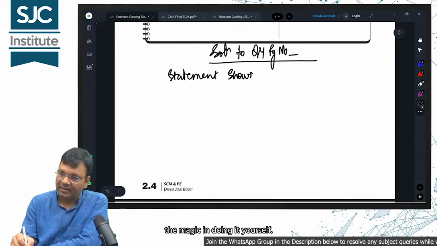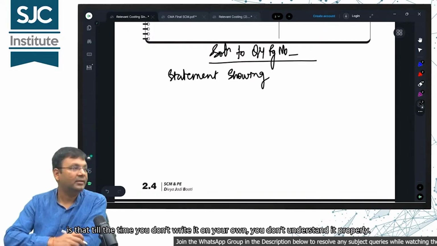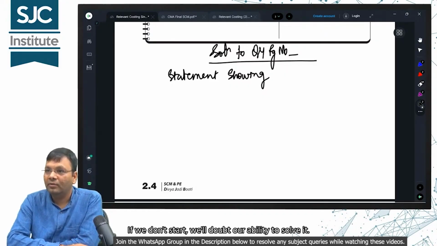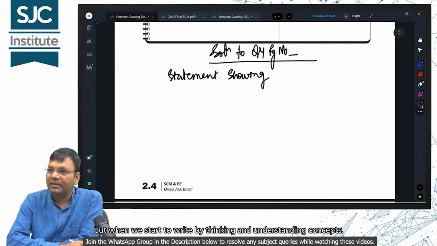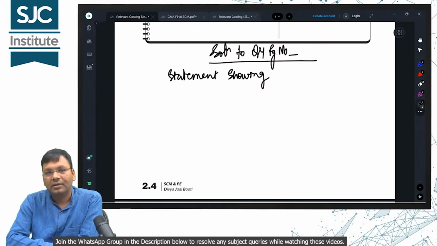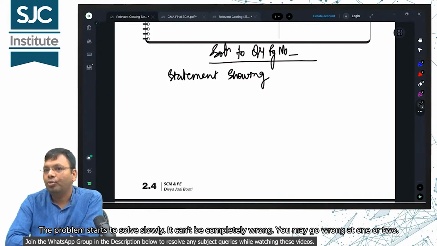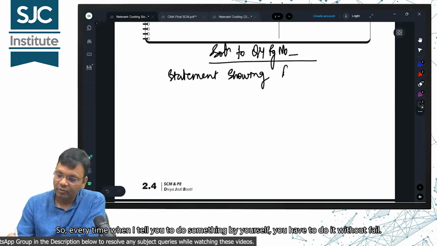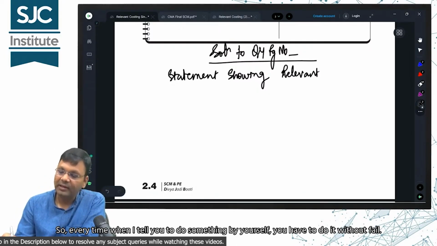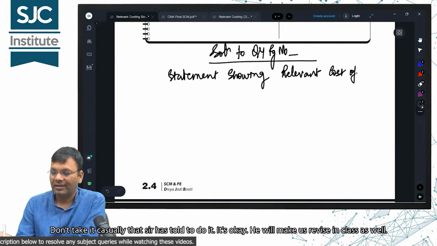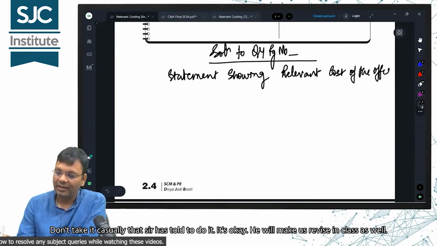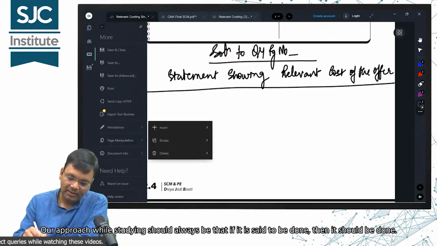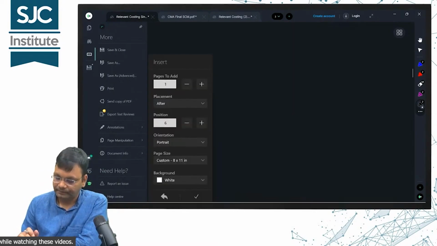The magic in doing it yourself is that till the time you don't write it on your own, you don't understand it properly. If we don't start, we'll doubt our ability to solve it. But when we start to write by thinking and understanding concepts, the problem starts to solve slowly. It can't be completely wrong. You may go wrong at 1 or 2. So every time I tell you to do something by yourself, you have to do it without fail. Don't take it casually, thinking that sir has told us to do it, it's okay, he will make us revise in class as well. Don't have such an approach. Our approach while studying should always be that if it is said to be done, then it should be done.